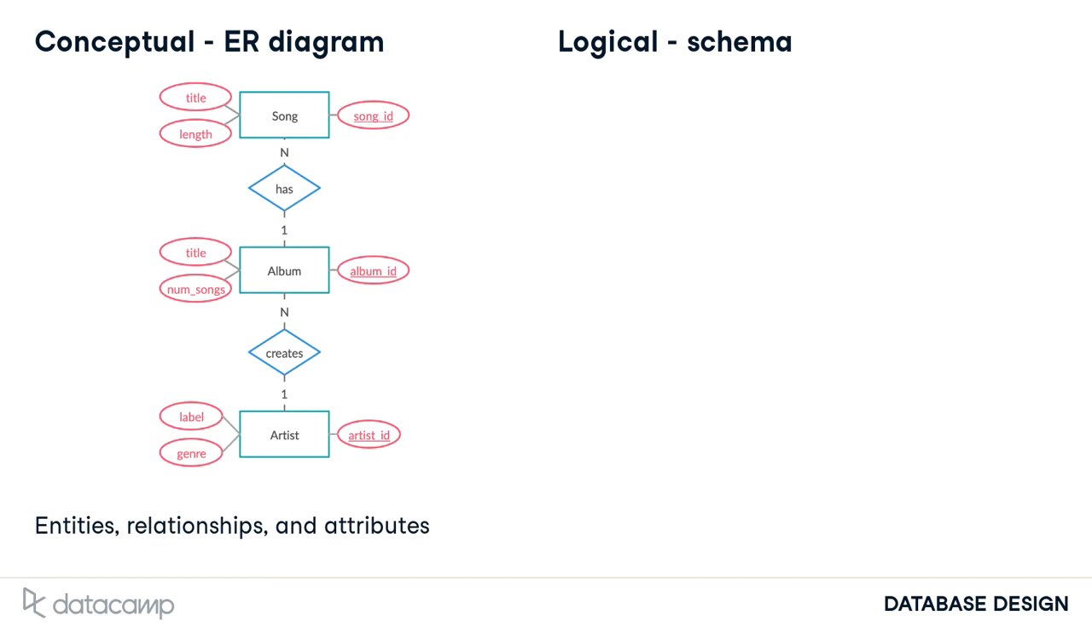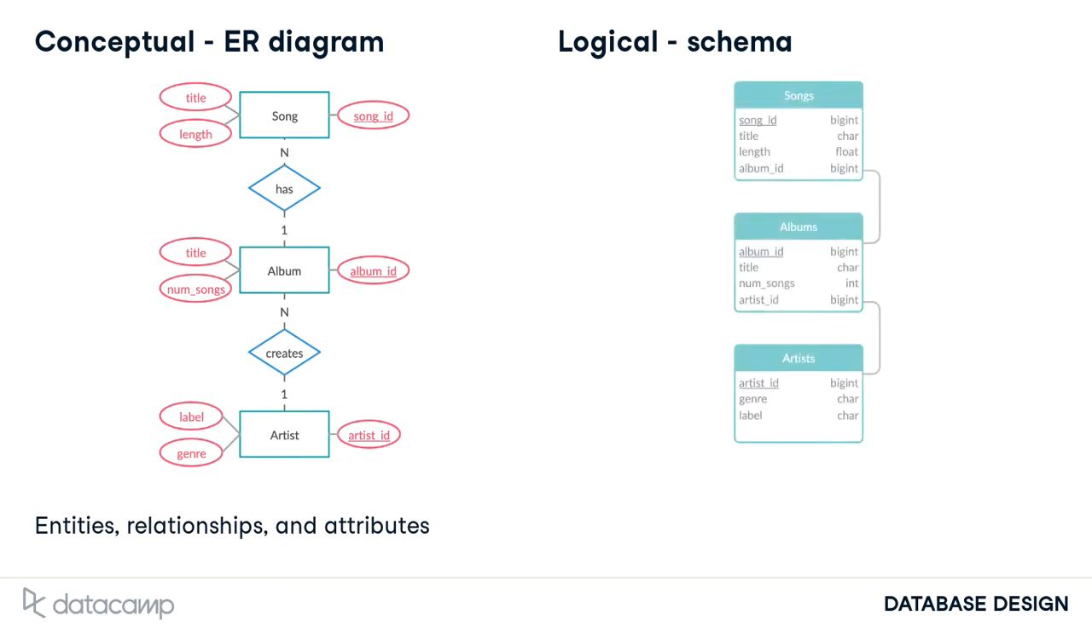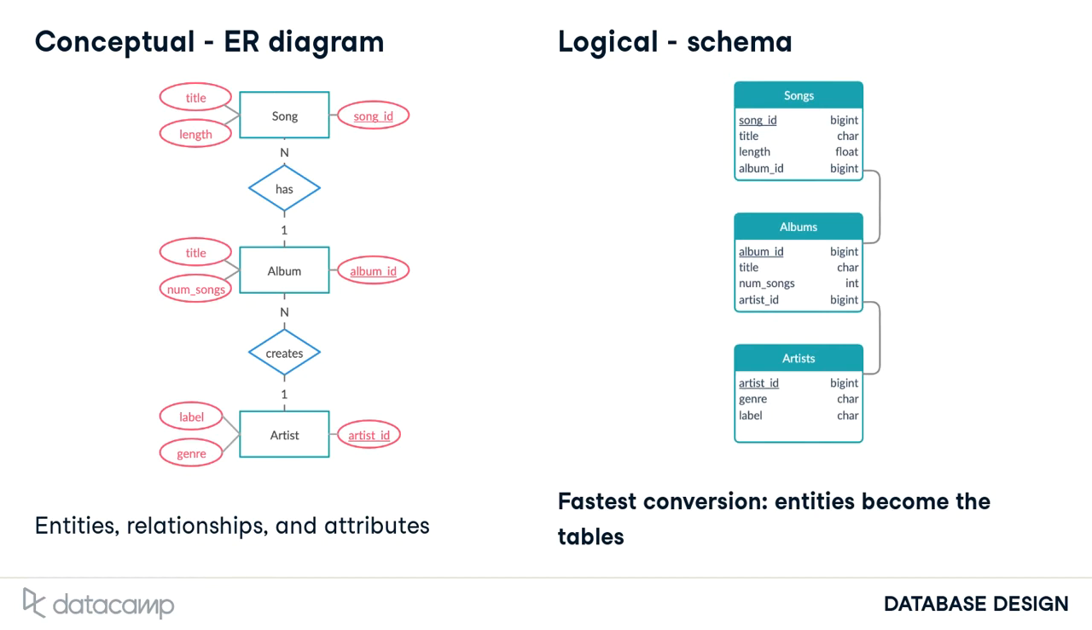Here's a simplified example where we want to store songs. In this case, the entities are songs, albums, and artists with various pink attributes. Their relationships are denoted by blue rhombuses. Here we have a conceptual idea of the data we want to store. Here is a corresponding schema using the relational model. The fastest way to create a schema is to translate the entities into tables. But just because it's the easiest doesn't mean it's the best.